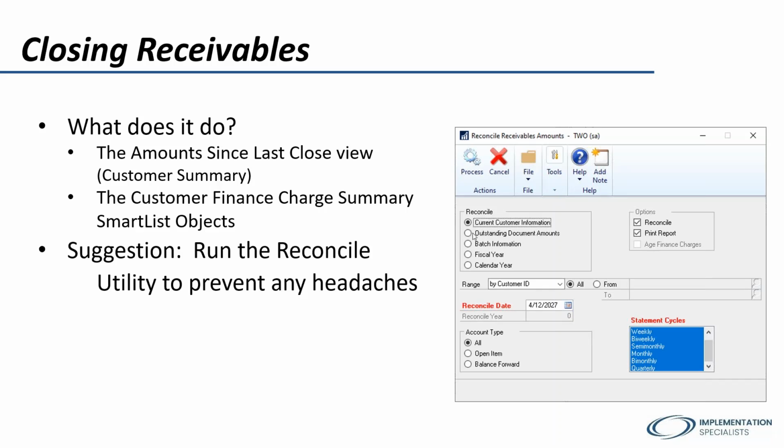However, these 2 right here will really help you if you're having some trouble tying out your accounts receivable to your general ledger. Sometimes the summary information on the customer card, for whatever reason, may become incorrect due to the outstanding document amount. So we do recommend running the outstanding document amounts first, then running the current customer information, and that should make sure that your system is as accurate as possible.